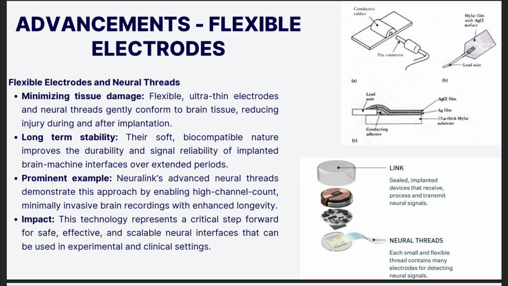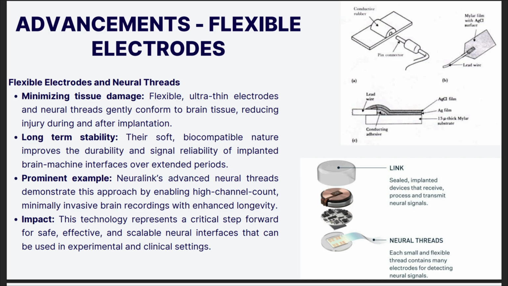Now I'll be talking about flexible electrodes and neural threads. One of the major challenges in brain-machine interfaces is minimizing tissue damage caused by implanted hardware. To address this, researchers have been developing flexible ultra-thin electrodes and neural threads. Unlike rigid implants, these flexible materials gently conform to brain tissue, which helps reduce both initial injury during implantation and long-term damage afterwards. Beyond the safety, these soft biocompatible materials also provide much better long-term stability. This means that brain recordings remain reliable over extended periods, which is essential for chronic use in patients.